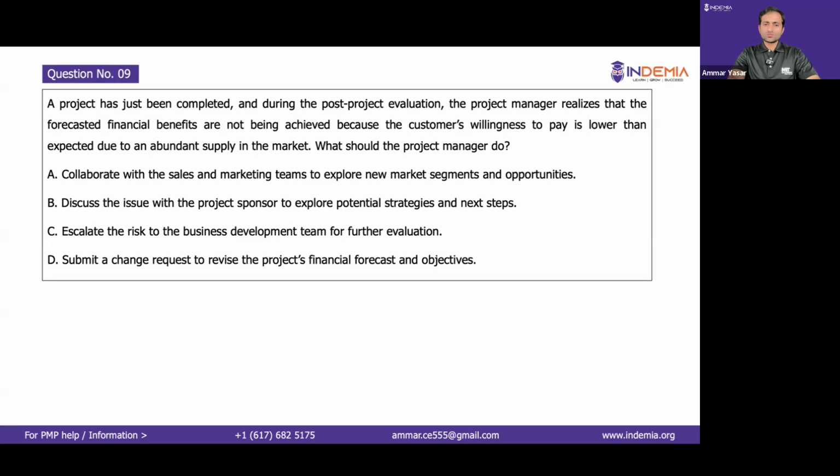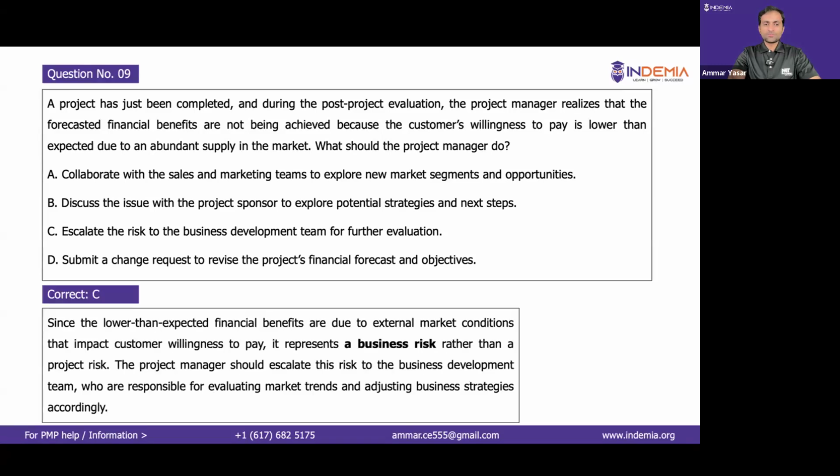Option D, submit a change request to revise the project financial forecast. No, that's again the business development team or business analyst who would be doing that in the form of a business case. So the correct answer is you would be talking to the business development team and sharing your concerns. And if they are valid, they may come up with the right strategy. So the correct answer is option C. Since the lower than expected financial benefits are a business risk rather than a project risk, you would be simply escalating this to the relevant teams.